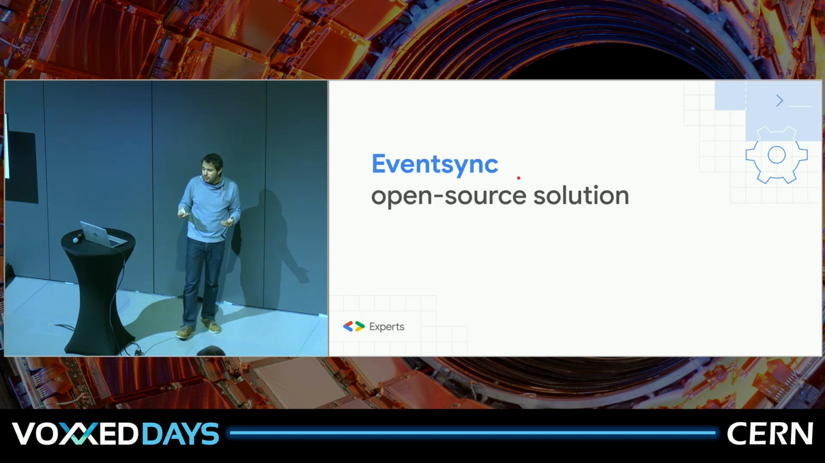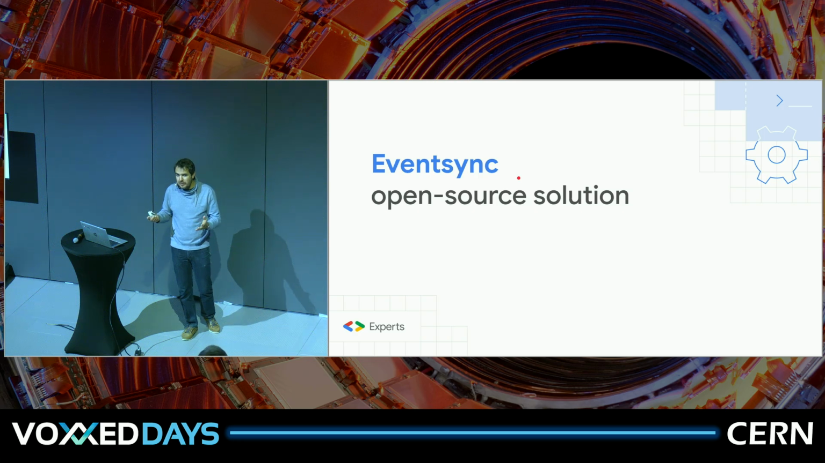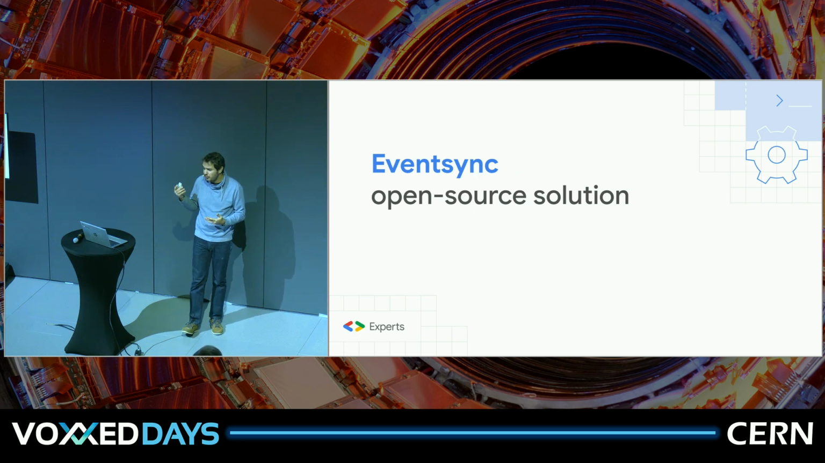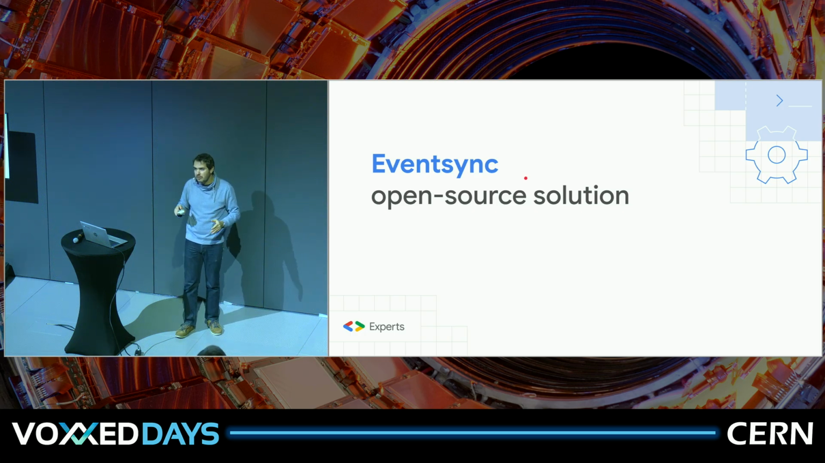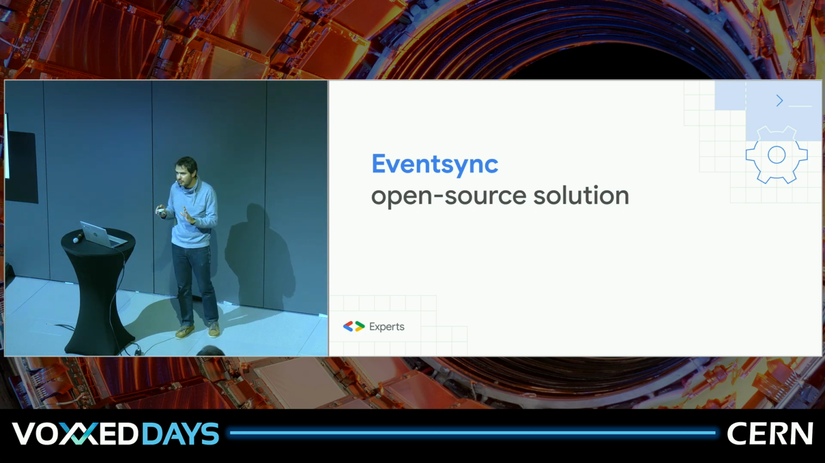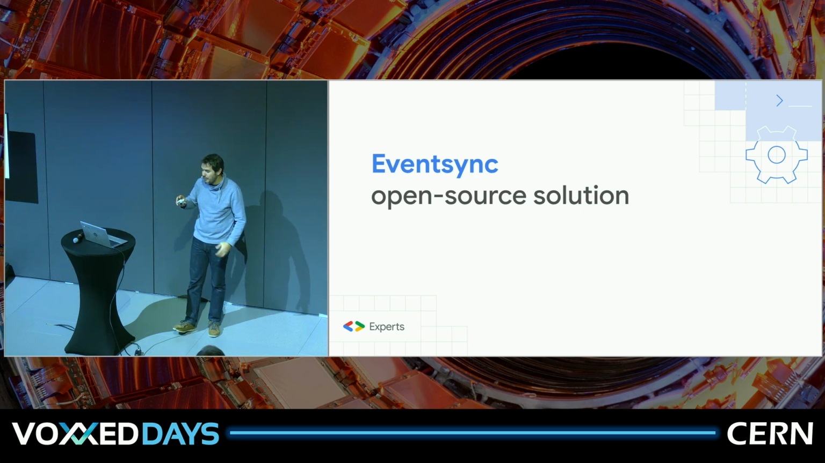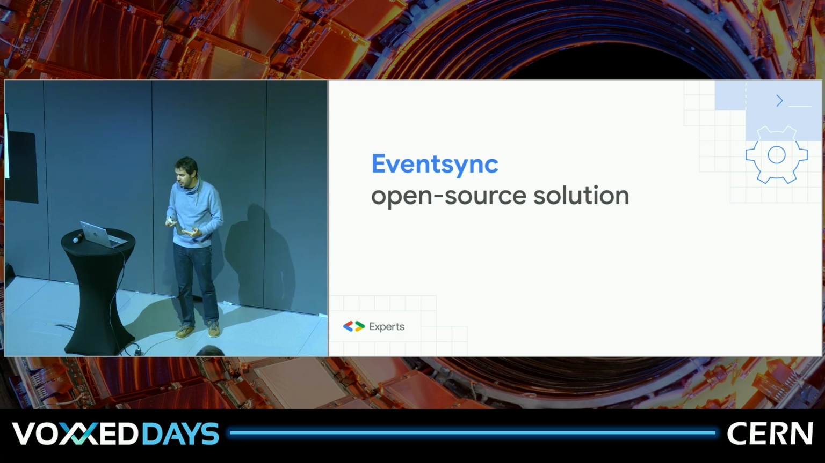That's why I chose to implement something in one weekend, because I was frustrated. And in one weekend, I implemented an open source solution named EventSync. The naming is the worst, whatever. But EventSync is a very small tool. I wrote it in one weekend. It's about 500 lines of code in Go. So it's not rocket science, but it helped me to solve my issues.